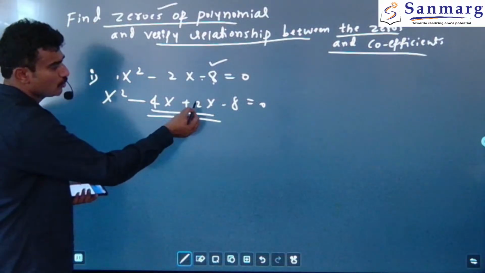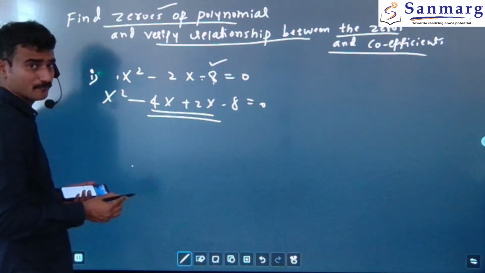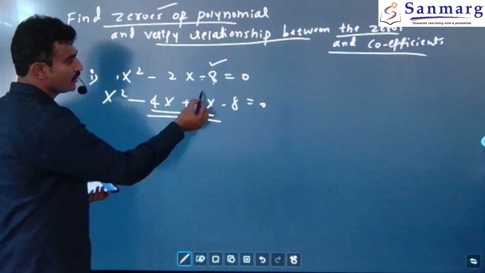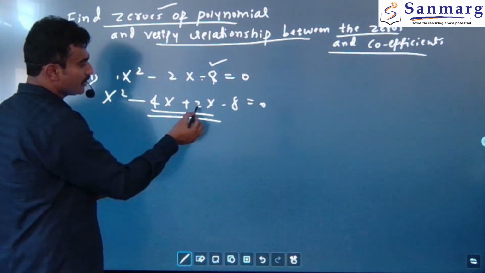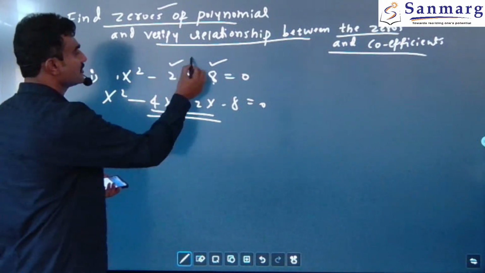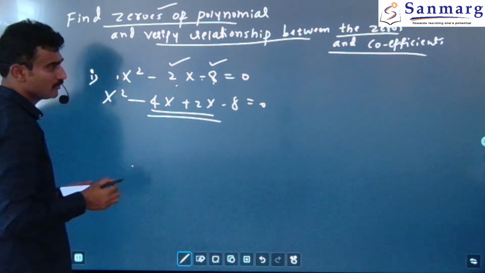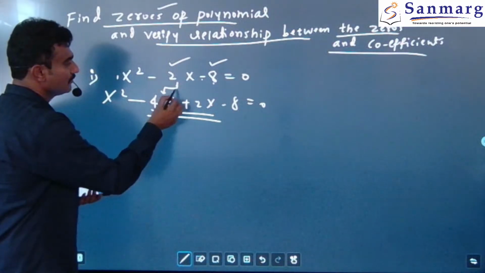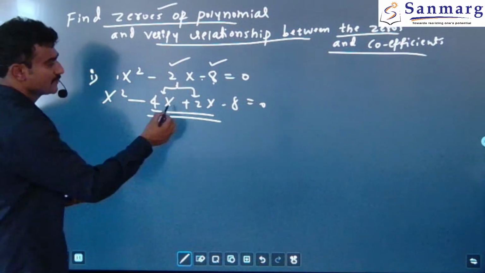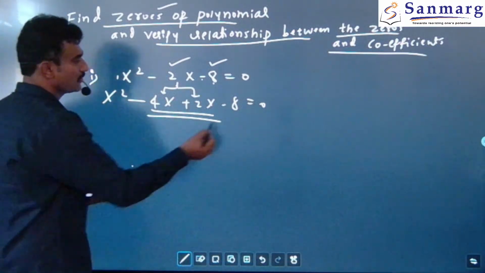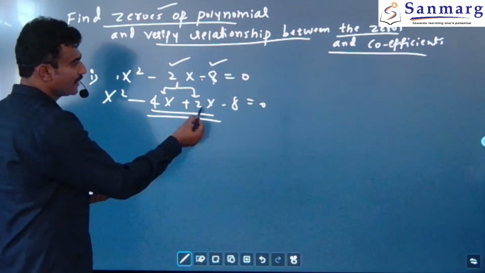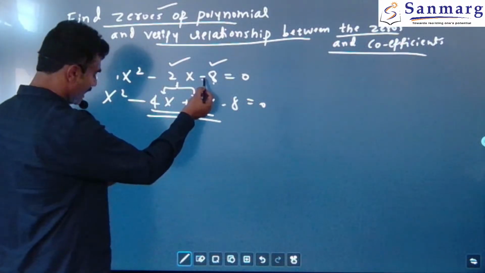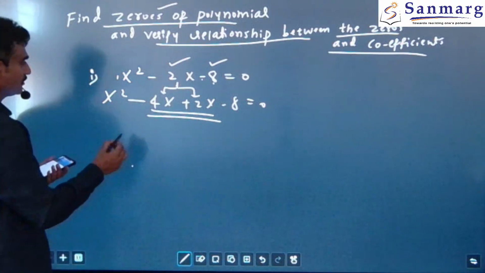Minus 4 into 2, if we multiply, we will get minus 8, and minus 4 and 2, if we add, we will get minus 2. Therefore, by splitting the middle term, minus 2x as minus 4x plus 2x, we can solve this equation, because it satisfies the condition that if we multiply, we will get minus 8, and if we add, we will get minus 2.